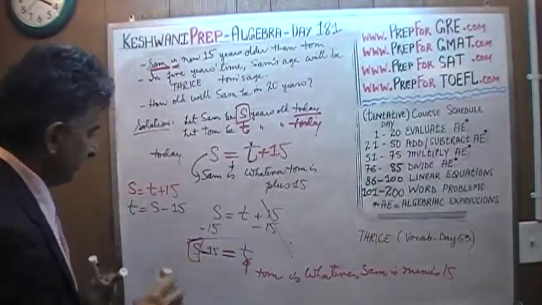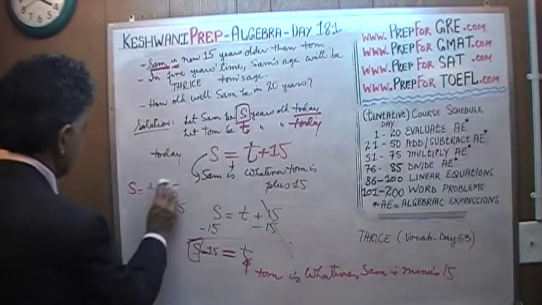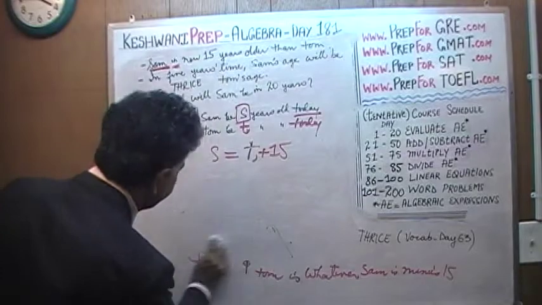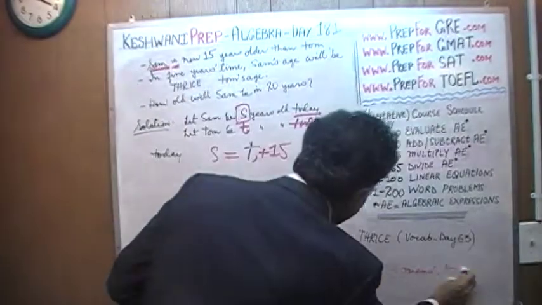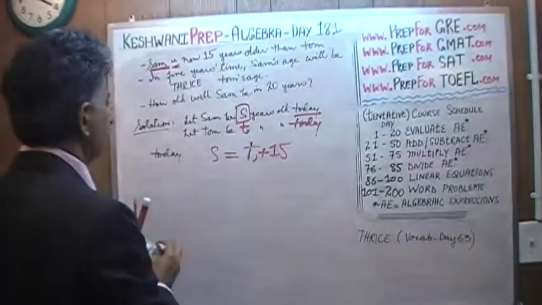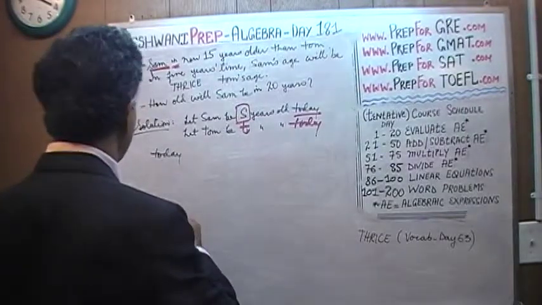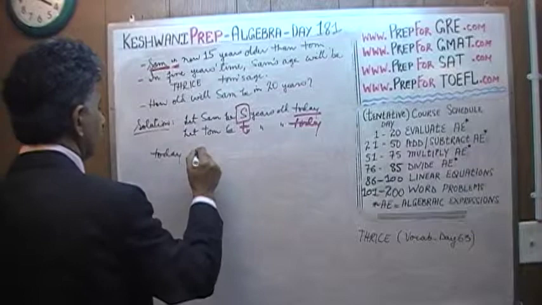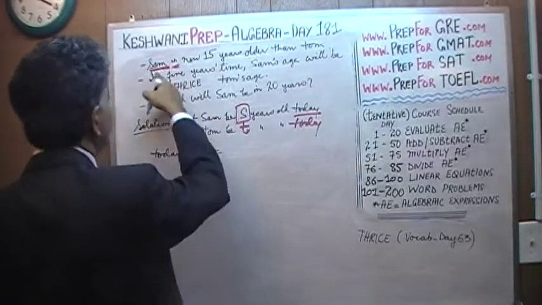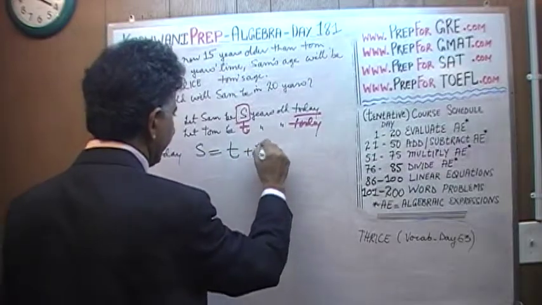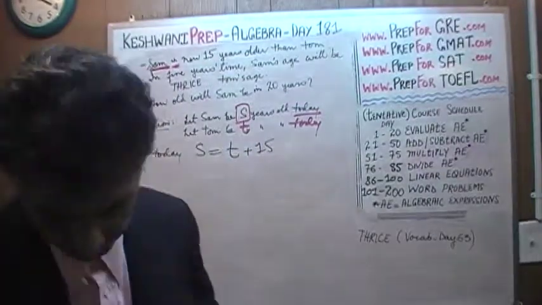I need the room now. I occupied everything. So I'm going to erase everything and just write down a simple equation, which was this equation right here. So today Sam is 15 years older than Tom. Whatever Tom is plus the 15. Now let's see what happens next.